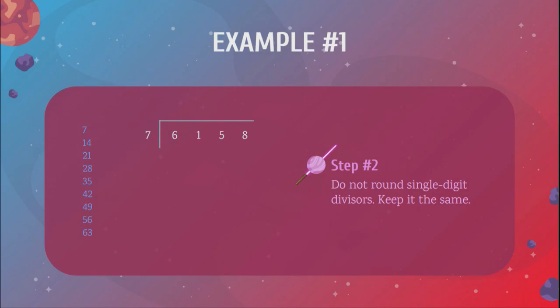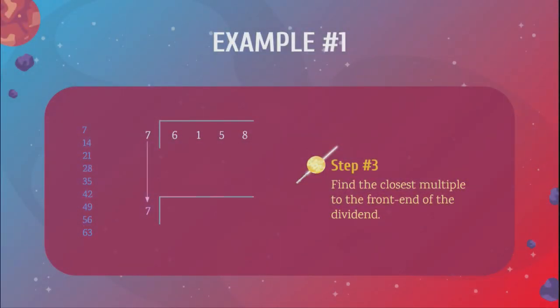Step 2, we don't round anything in the problem, and we're definitely not going to round the divisor. So we're just going to keep that the same. Step 3, we are going to find the closest multiple to the front end of the dividend. Our secret to success on the left hand side, we're going to find one of those numbers that comes closest to just the first part of our dividend. Obviously, we're not going to find anything on our list that's close to 6,158.